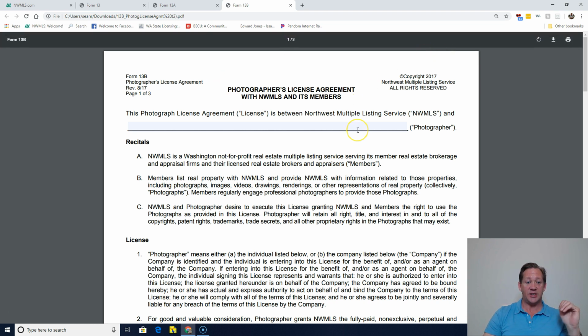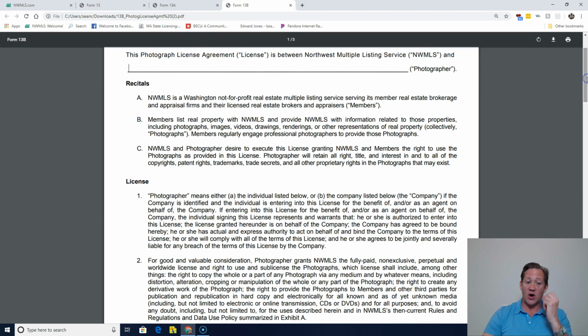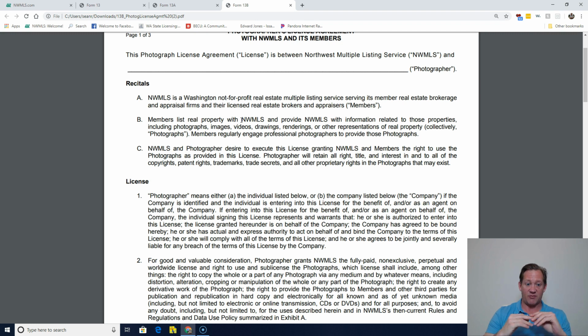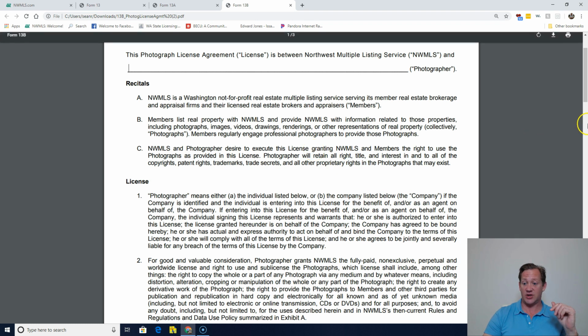So you grab Form 13B, and this is between the MLS and the specific photographer. You can see it's between the MLS, and then you put in the photographer's name there. Then the terms are the recitals, which is the information covered by this form. It indicates who the MLS is, and who the members are that list real property with the MLS and provide the MLS with information. It talks about what we're doing with these photos, and then the specific license being granted between the MLS and the photographer.